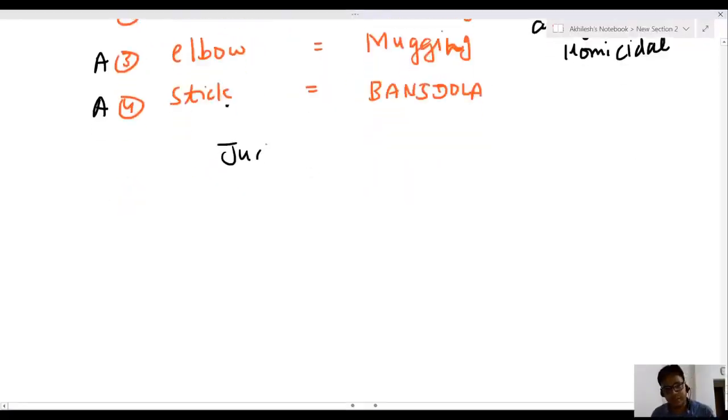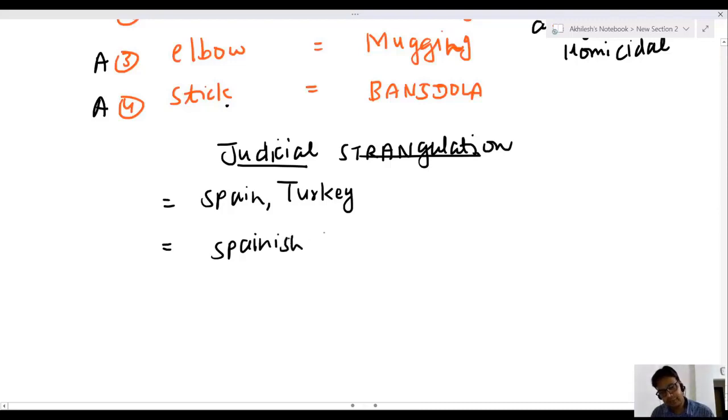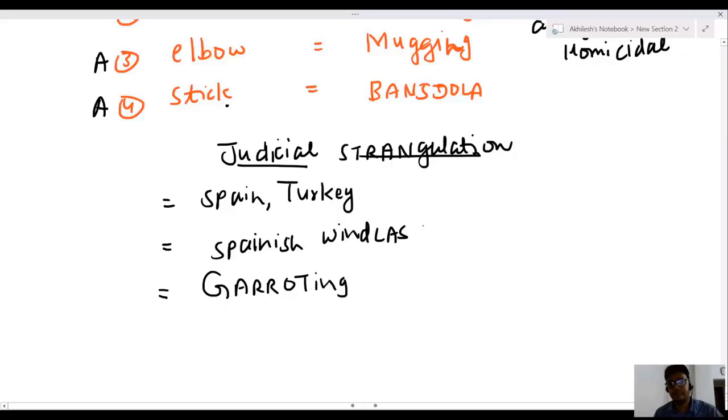Now I am coming to judicial strangulation. Sir, in India we have judicial hanging, but there are certain countries that have judicial strangulation. These countries are Spain and Turkey. This method is known as the Spanish windlass method, and it is also known as garroting.